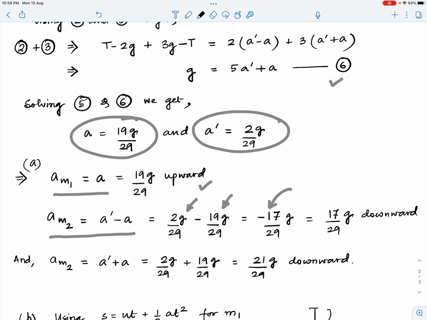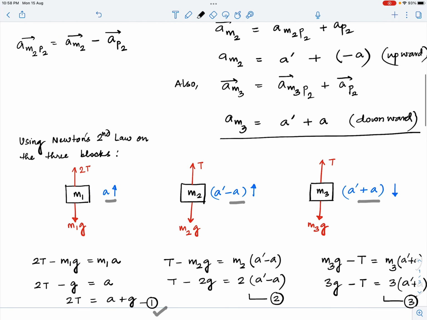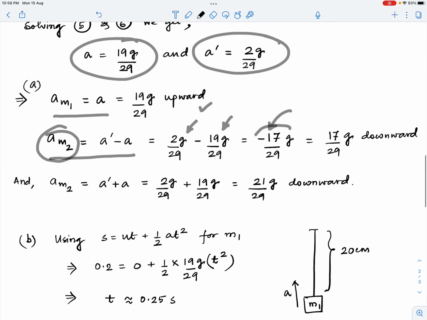Now, what does the negative sign here mean? It means that the direction of the acceleration of M2 is opposite to the direction that we have considered. If we go back and look at it, we have taken the acceleration of M2 to be in the upward direction. So, this minus sign is telling us that this acceleration is actually in the downward direction. So, we can remove the minus sign here now and write downward instead of upward.